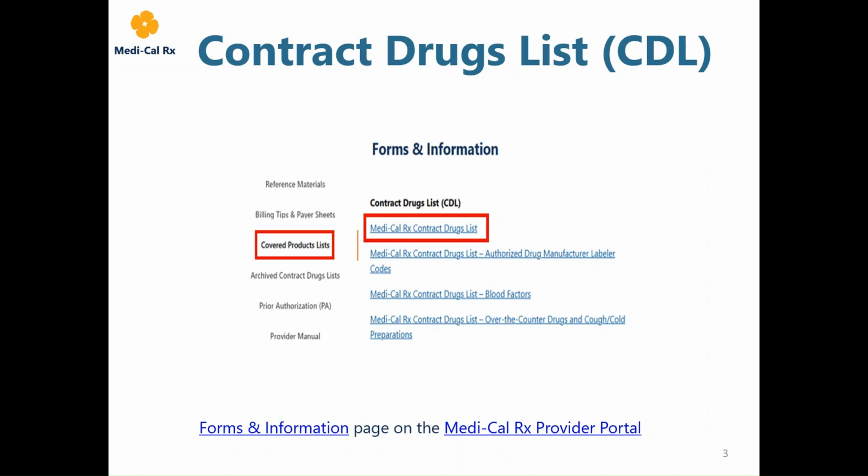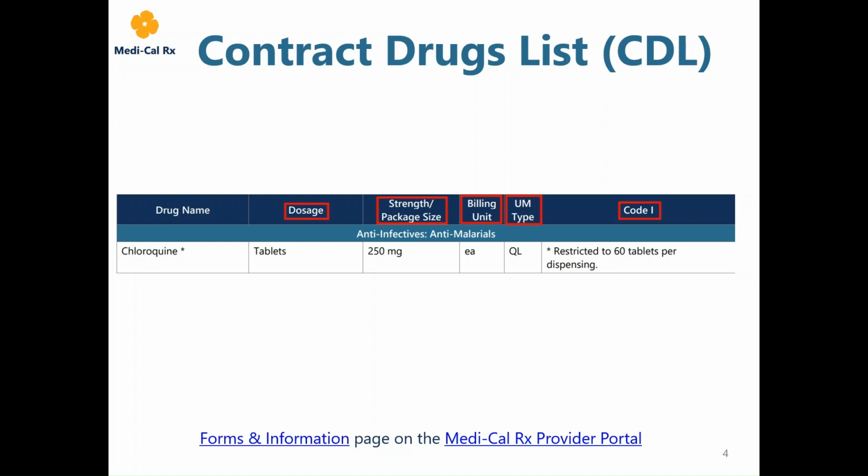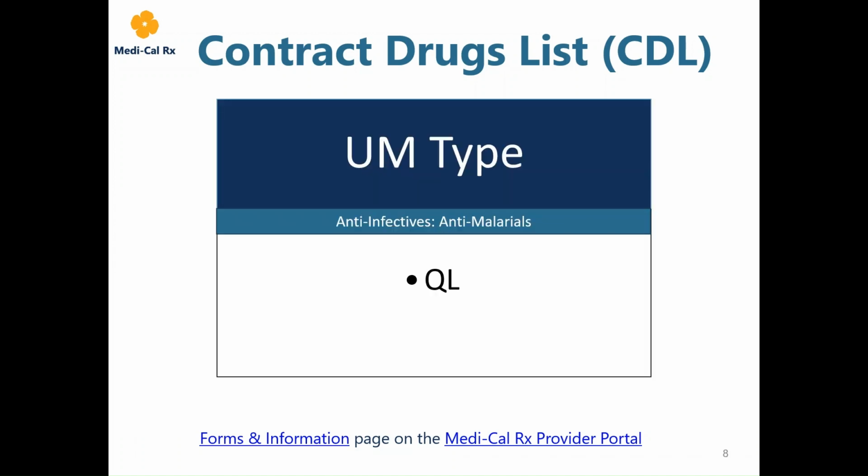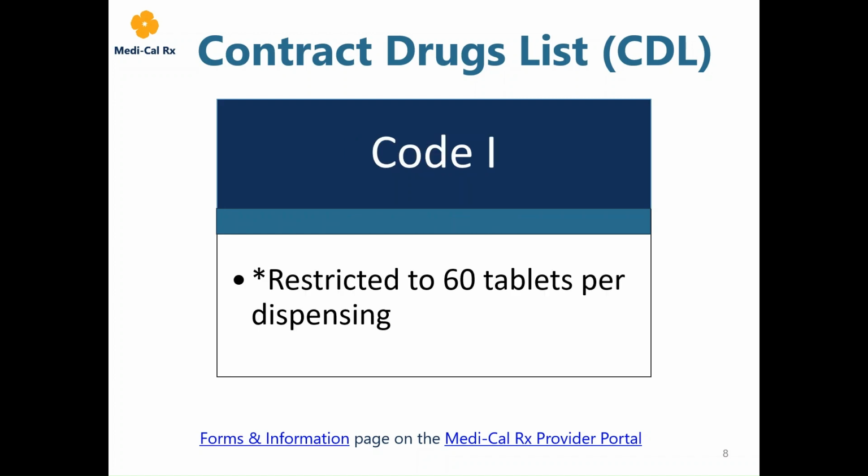Okay, good to know. I have pulled up chloroquine on the contract drugs list, so let's go ahead and take a look. If we go along the row for this drug, we can see the dosage, strength, and unit, and then the applicable types and Code 1 restrictions. In this case, it looks like this drug has a quantity limit, indicated by the QL in the type column. If we look in the Code 1 column, we can see more details, restricted to 60 tablets per dispensing.